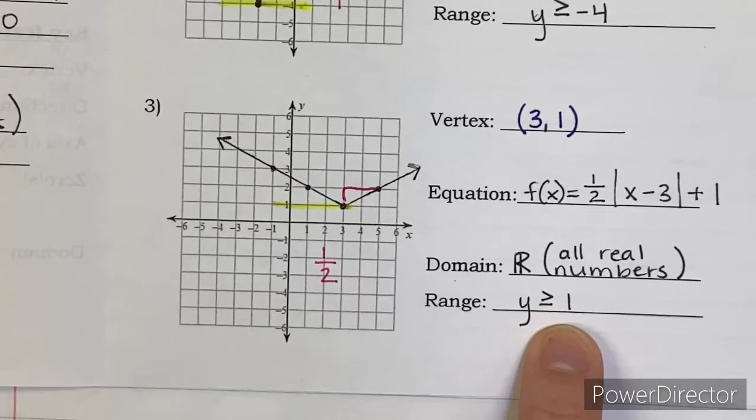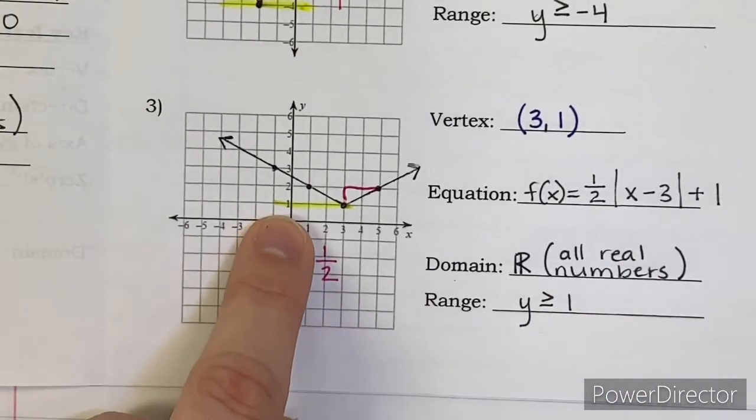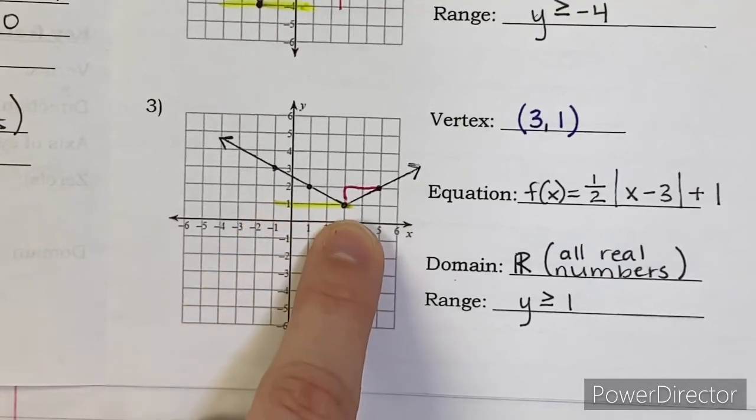Domain is all real numbers. Range is y is greater than or equal to 1, because there's the bottom of my graph at 1, and the graph opens up. So I'm going to use everything above there.